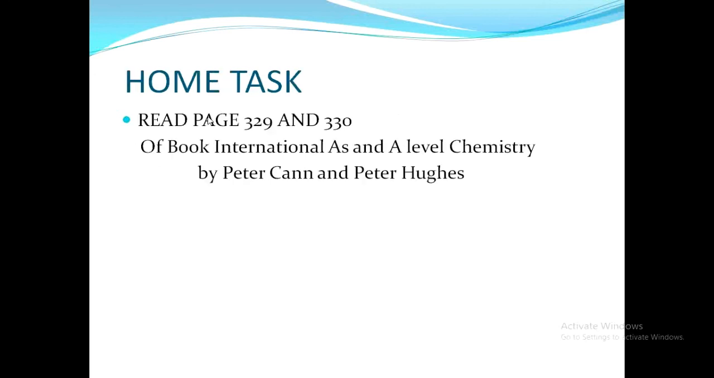Students, your home task is that you should go through pages 329 and 330 of the book International AS and A-level Chemistry by Peter Kahn and Peter Hughes, so as to further clarify your concepts relevant to lattice energy. This was all about lattice energy.